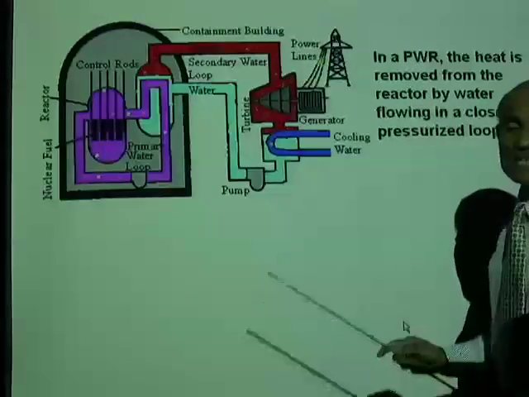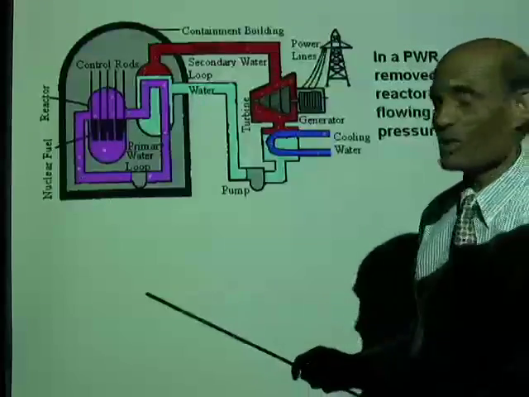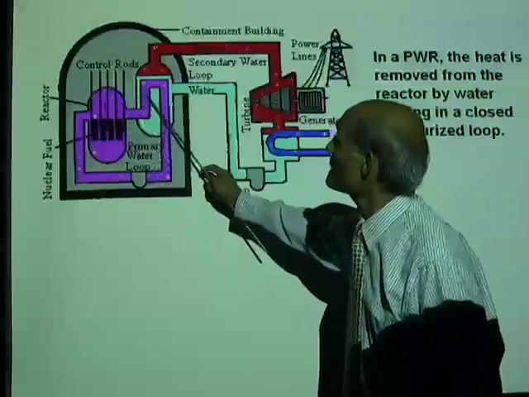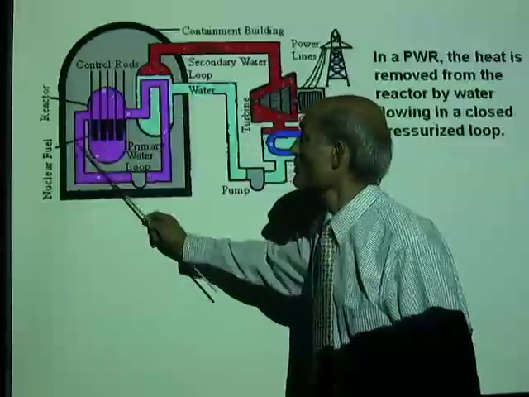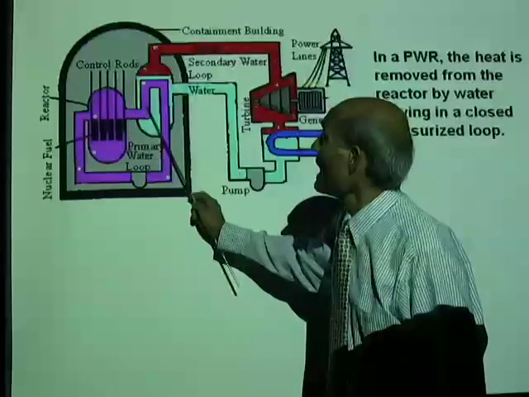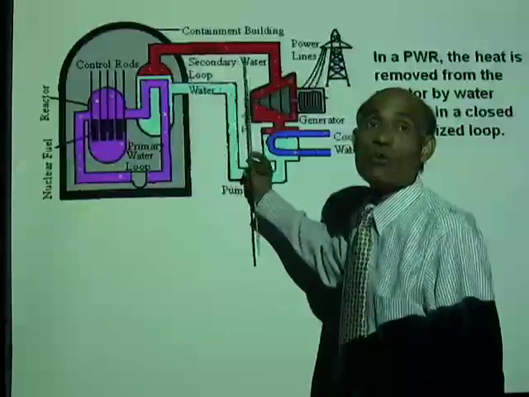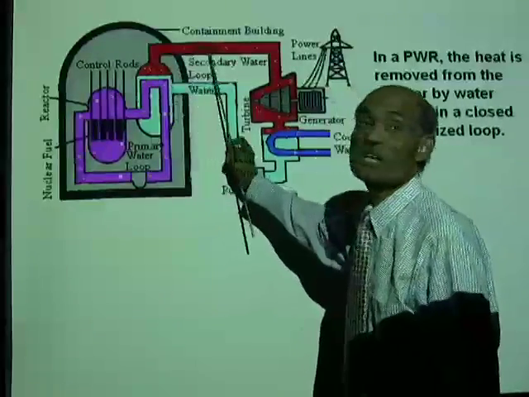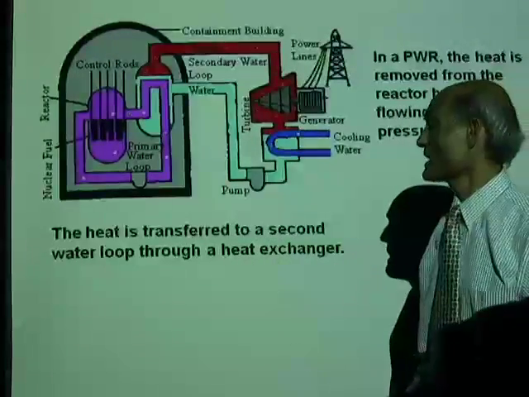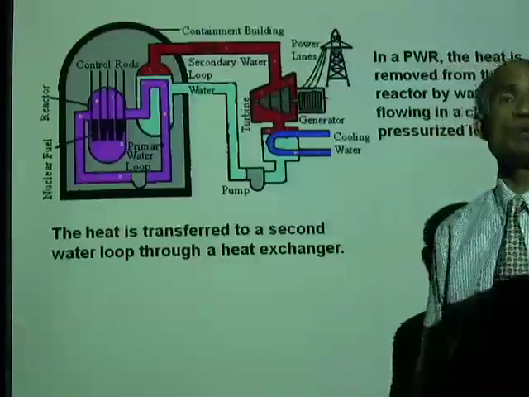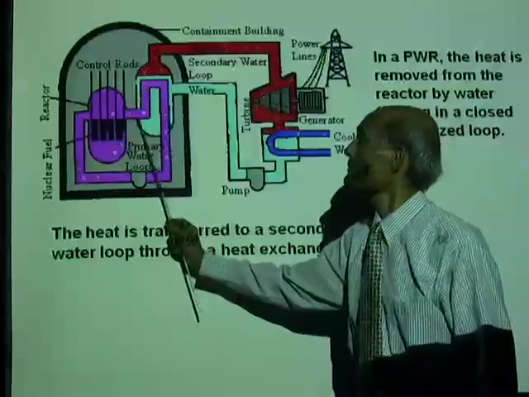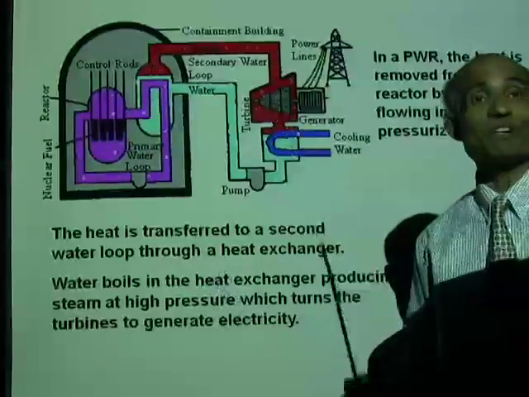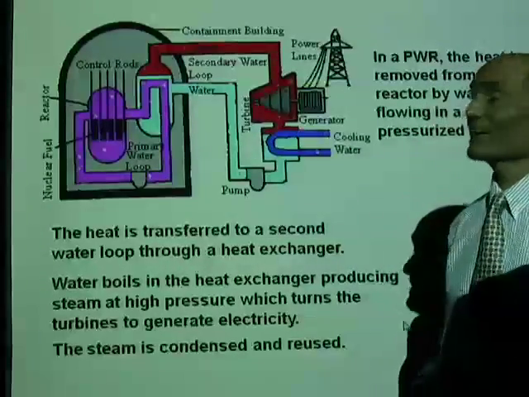Well, in a PWR, that is pressurized water reactor. This is a pressurized water reactor. The heat is removed from the reactor by water flowing in this pressurized chamber. This purple color is the pressurized water chamber that removes the heat and then transfers it into the secondary water circulating. The secondary water circulating system will absorb the heat, will generate steam, which is then used for producing electricity. So the heat is transferred to a second water loop through a heat exchanger. This is the heat exchanger. All right. Water boils in the heat exchanger, producing steam at very high pressure, which then turns the turbine, producing electricity.